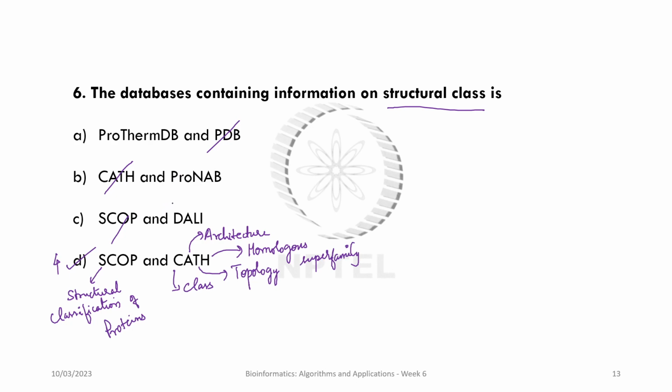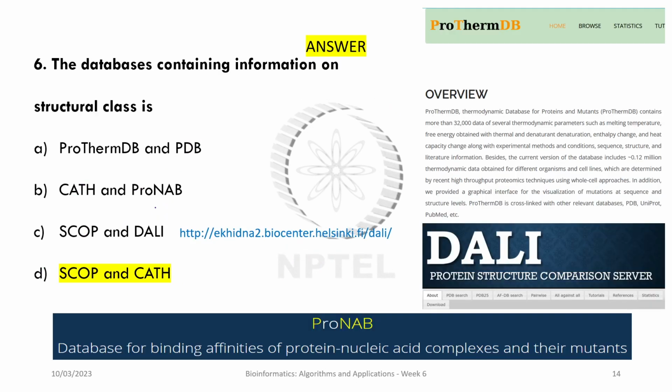PDB, you know what it is. So I have a small area where you have ProTherm. Thank you, Venkatesh. So ProTherm is a thermodynamic database for proteins and mutants, and it contains data of several thermodynamic parameters such as melting temperature, free energy, denaturation enthalpy change, thermal denaturation, and other denaturant, denaturation, heat capacity. Such data you can get from ProTherm.